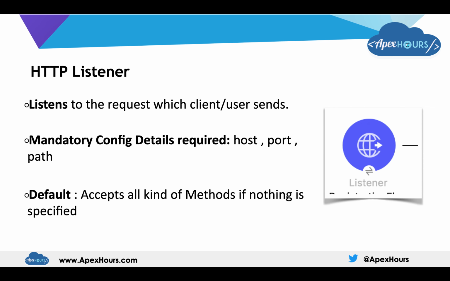Next is, by default it accepts all kinds of methods if nothing is specified. I told you, right, for any HTTP API there is a request. It is an endpoint that will have host, port, path, and also method. We have seen this in designing our YAML. If you are not defining anything specific, it accepts all kinds of methods like get, post, put, delete, anything.